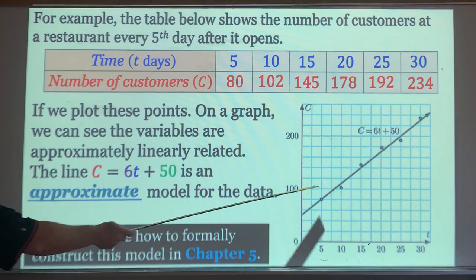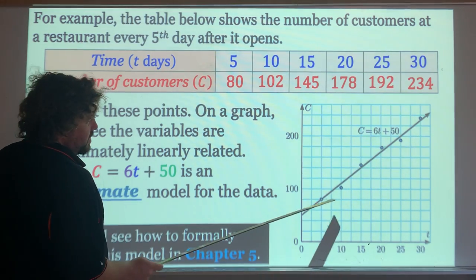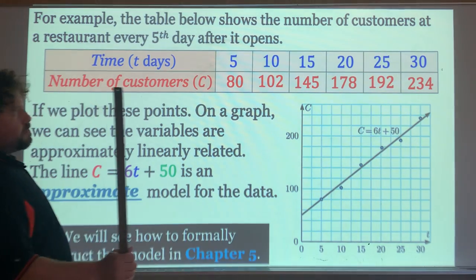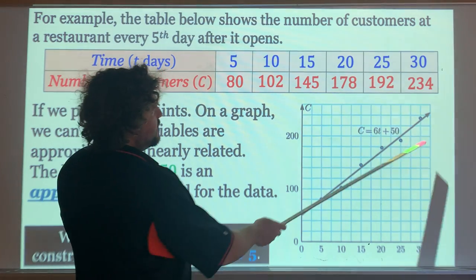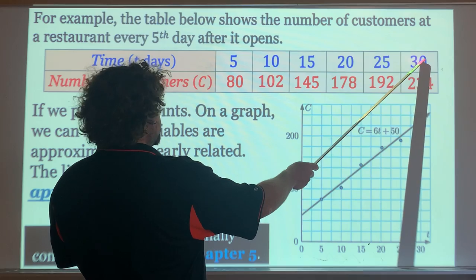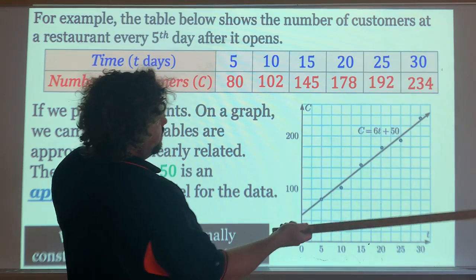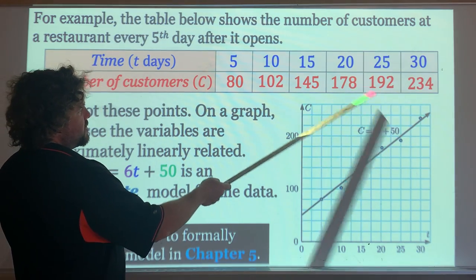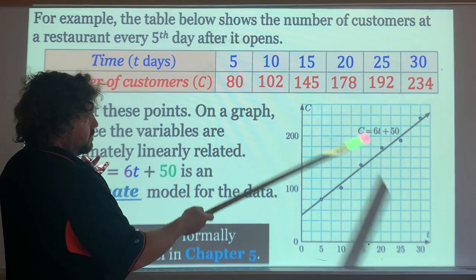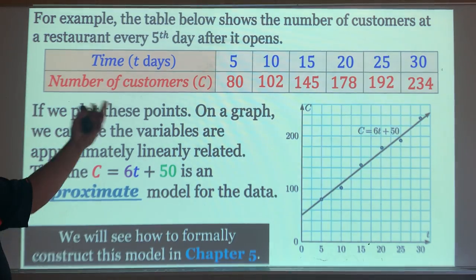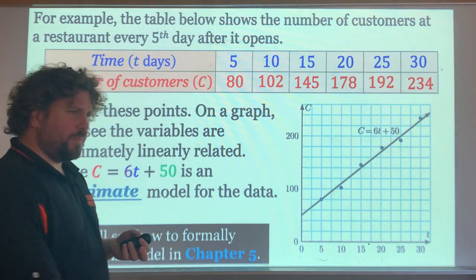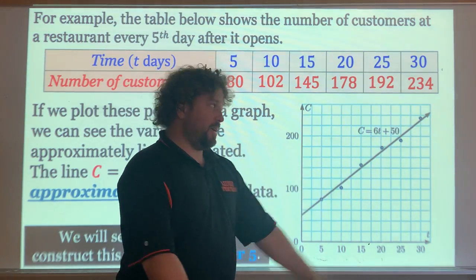But notice, none of these are really exact. This one got lucky, but none of the other ones are. But it gives you an estimate. Okay, so this is estimating at 30. Your answer is going to be like 230, so you're off by 4. At 20, your answer is going to be 180, so you're off by 2. At 10, your answer is going to be 110, so you're off by like 8. So you're going to be off by a couple people, but you can have a general idea.